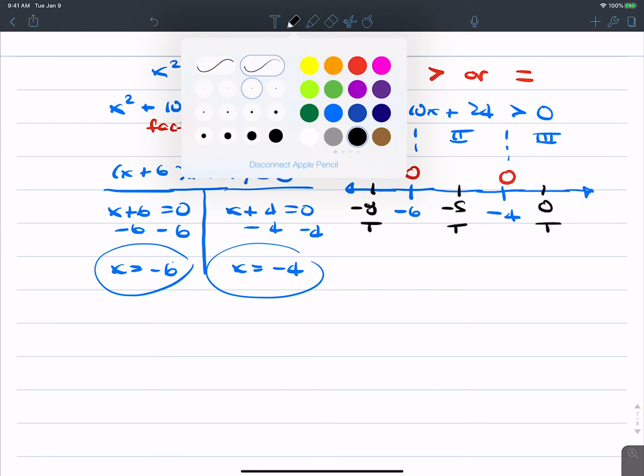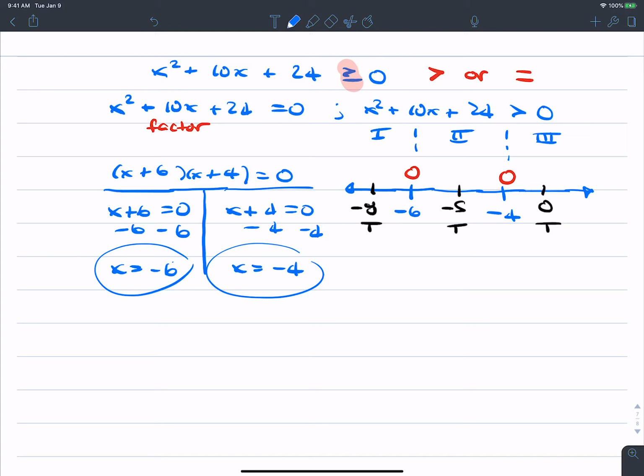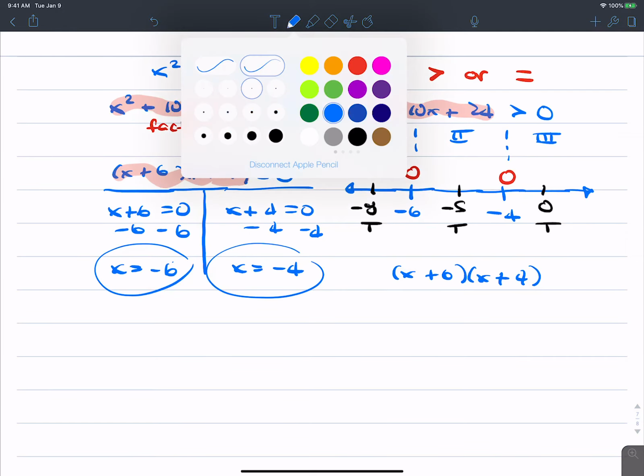Now we're going to test again the product here, because we're really testing where this equals 0, or where this is actually positive. We're really testing this portion. I'm going to use the product, the factored form, because that's the easiest to actually evaluate in terms of sign: x plus 6 times x plus 4. So we're going to evaluate this factored version. We plug in the test points here.